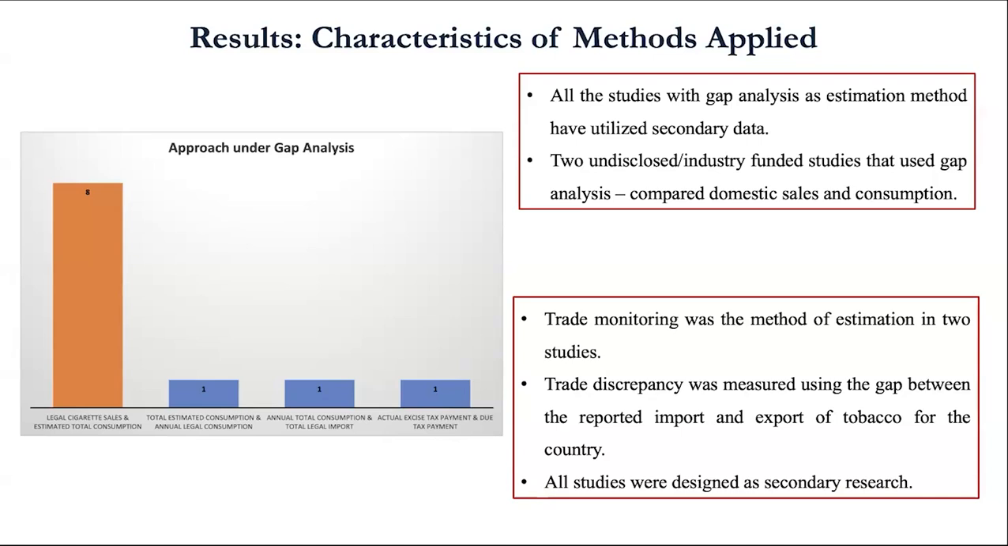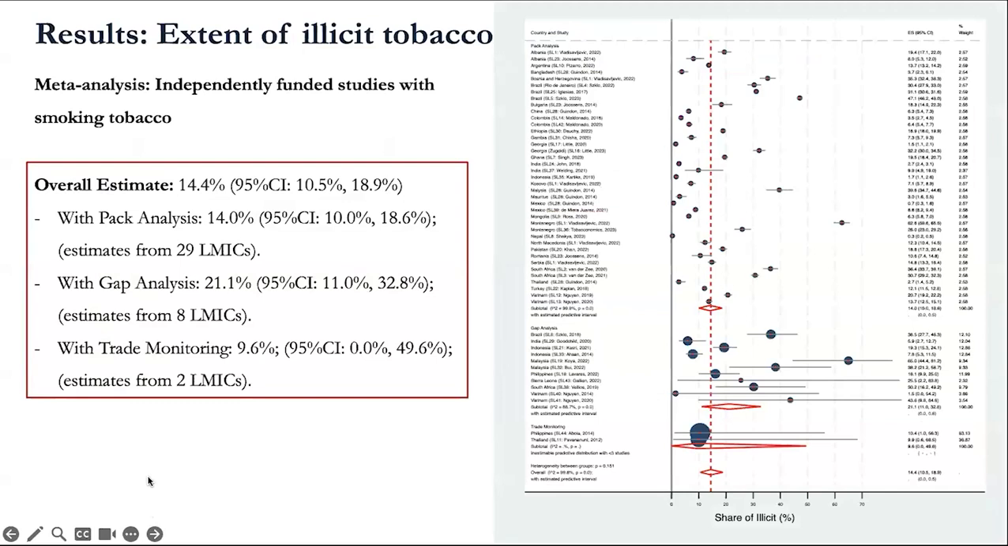So both these methods, trade monitoring and gap analysis, were actually designed as secondary research, as they were using secondary data for their analysis. Now, moving on to the meta-analysis part of my work, as you can see from the first plot in the slide, the overall share of illicit tobacco that we have estimated from the independently funded studies with smoking tobacco only was 14.4%.